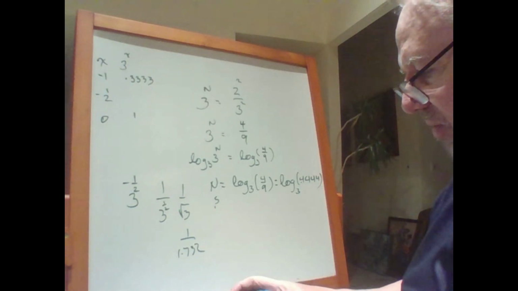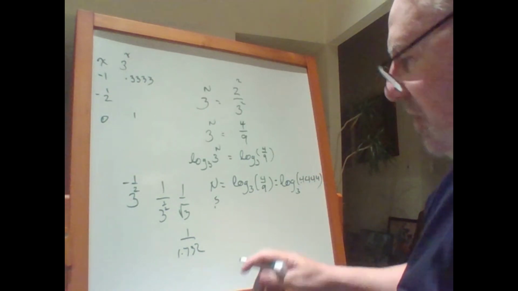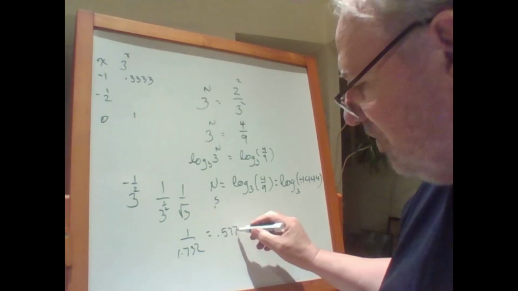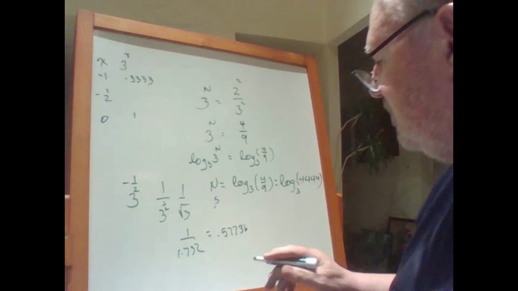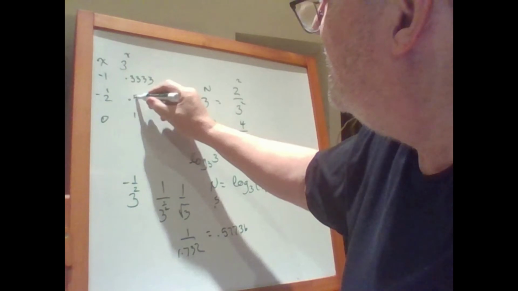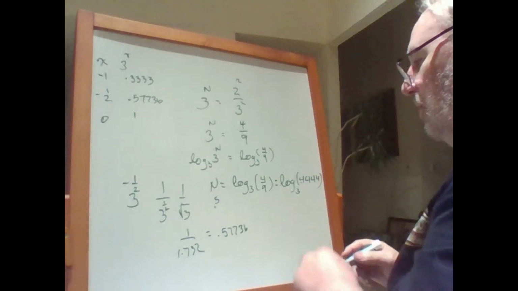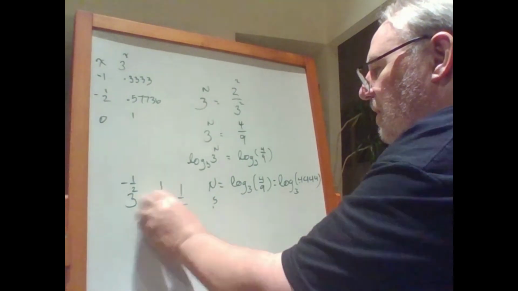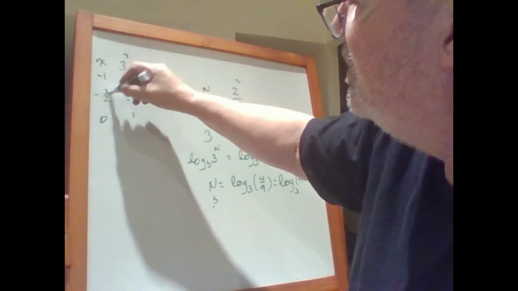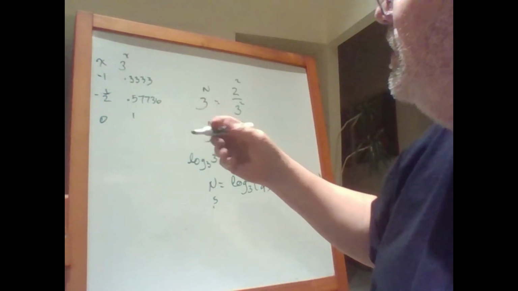1 divided by 1.732 equals 0.57736. Okay, so that's 0.57736. It's too big. We want 0.4444. So it's got to be somewhere between -1 and -1/2.